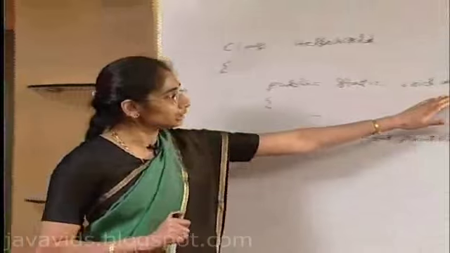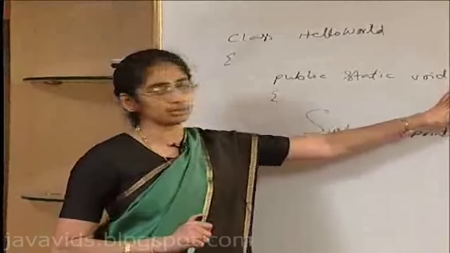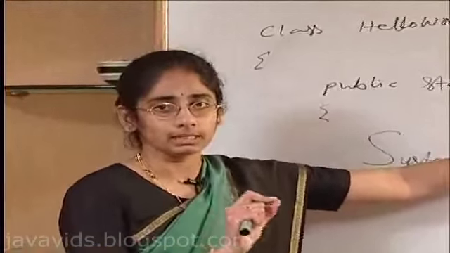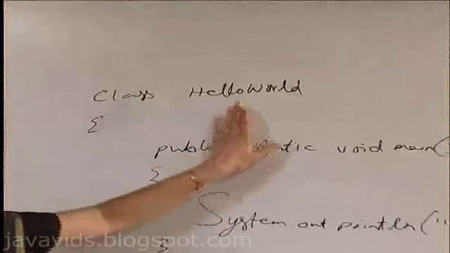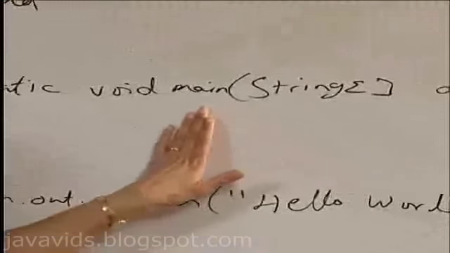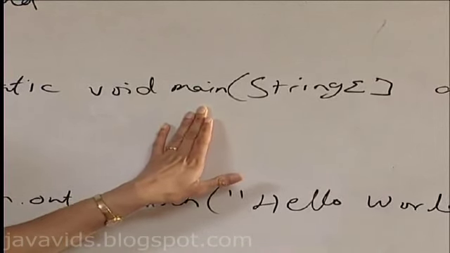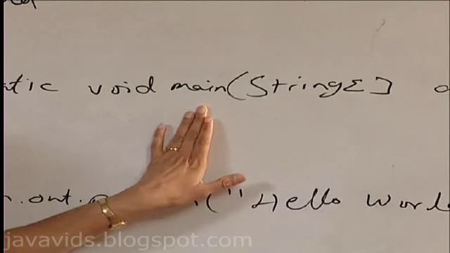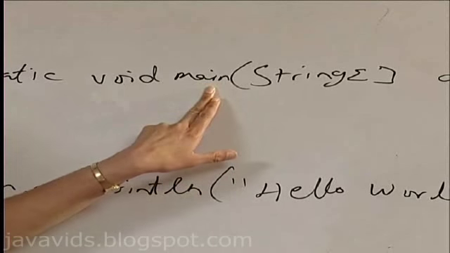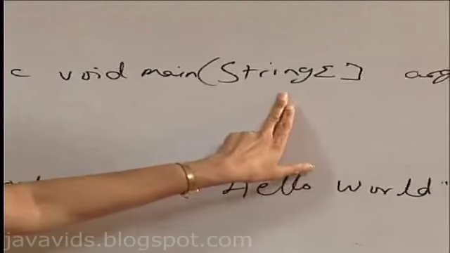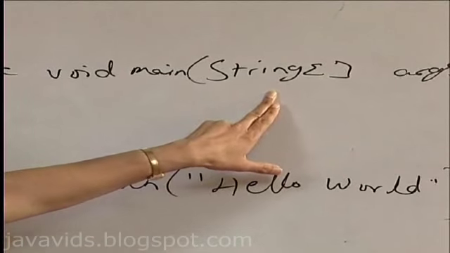The main function would be called by the JVM, because when I execute this program, we specify java followed by the class name, that is HelloWorld, which consists of the main function. So when I say java HelloWorld, an instance of the JVM is created and the HelloWorld class is loaded into the JVM. The JVM is going to invoke the main function by passing any arguments that you might have given as a parameter to the main function as a string array type.